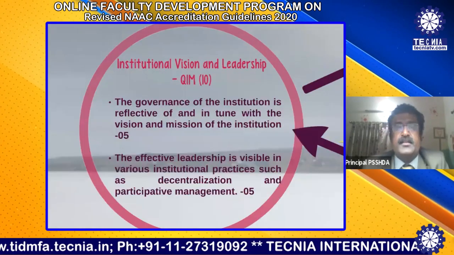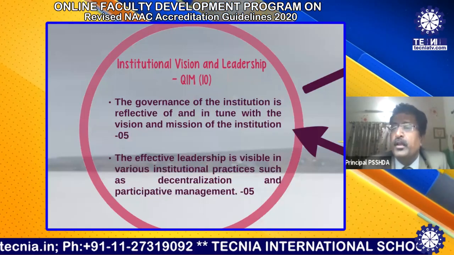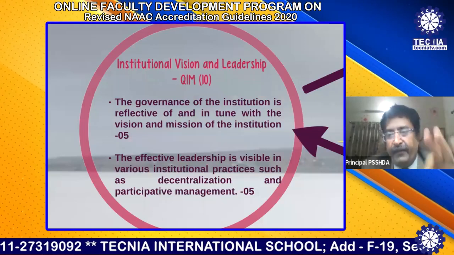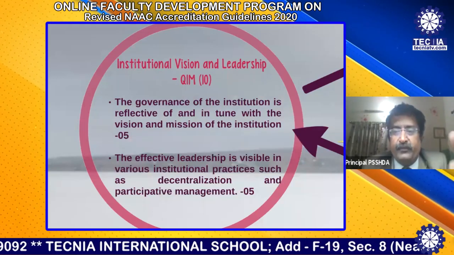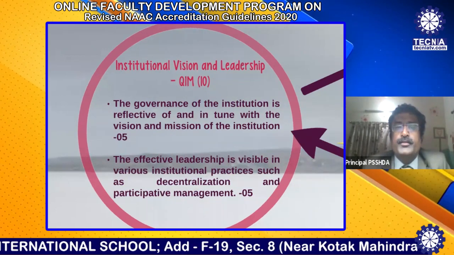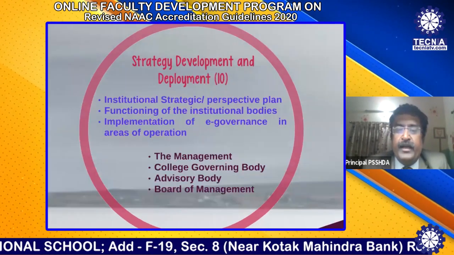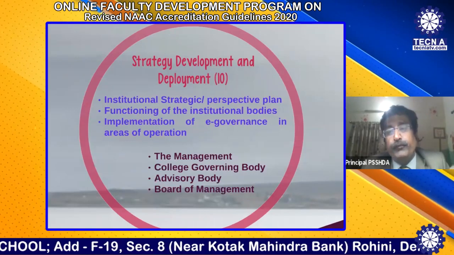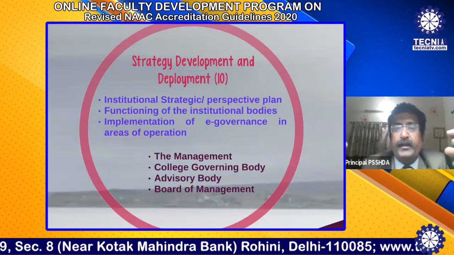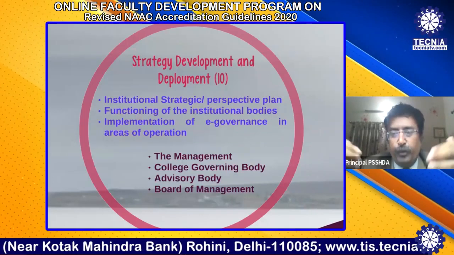So we have just discussed the institutional vision and mission. It should be ready with us, and it must be reflected in every activity we are doing at our college. Vision and mission. The second part is strategic development and deployment. Which kind of governing board you are having, how you are developing your strategies and deploying that.